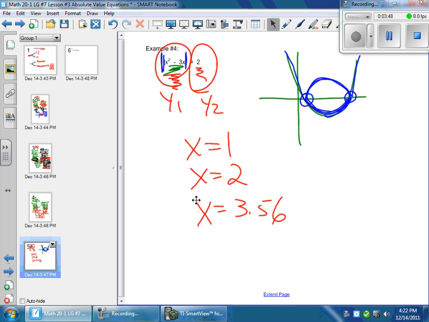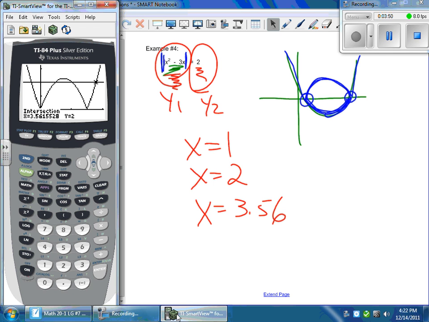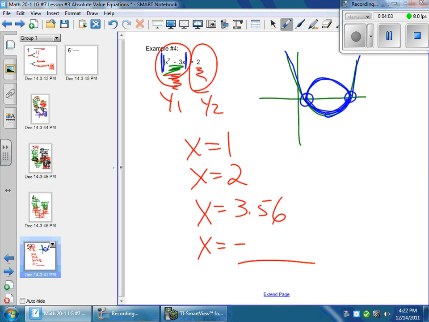Now, I'm going to leave it up to you to find the last one. I want you to find this one over here. But you'll see that it should be a negative something because, after all, this is the y-axis here. So it's in the negative somewhere. So x equals negative something. You find that out. But it's really cool to see that you actually have 4 answers. And by using the calculator, you don't have to verify.